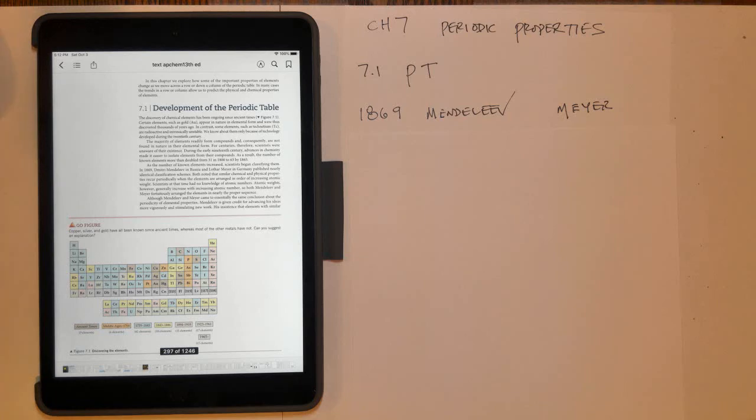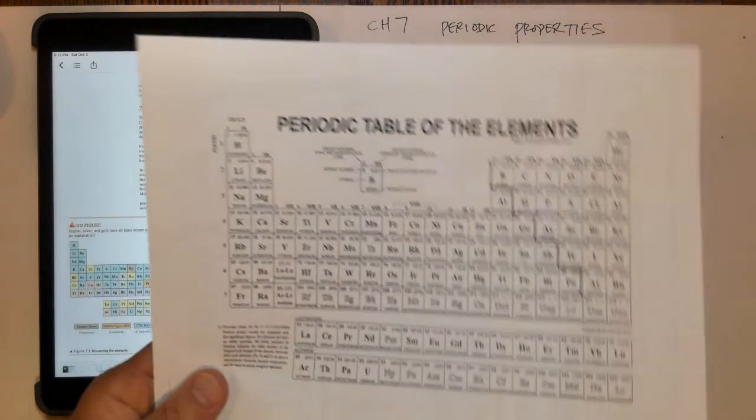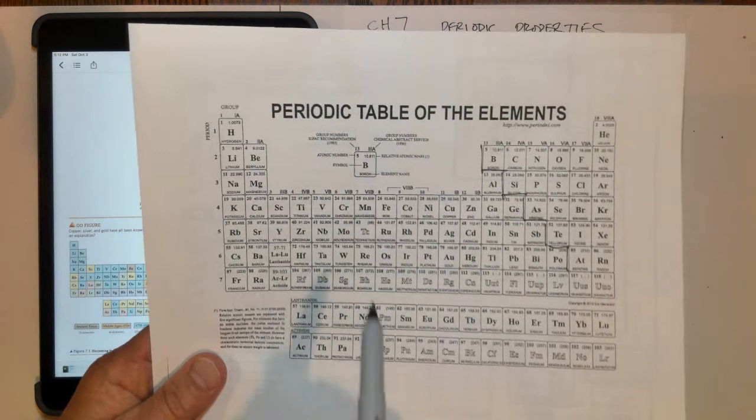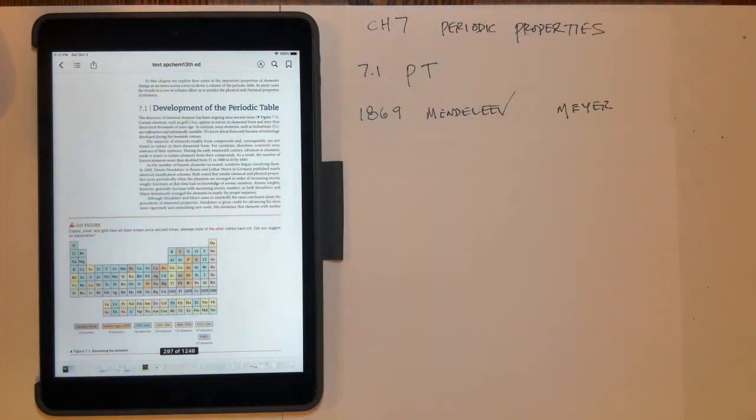All right, this is Chapter 7, Periodic Properties. This chapter is all about the periodic table. Make sure you have a notebook and a pencil and your periodic table handy, as we're going to write a number of things right on the periodic table throughout this unit as well.